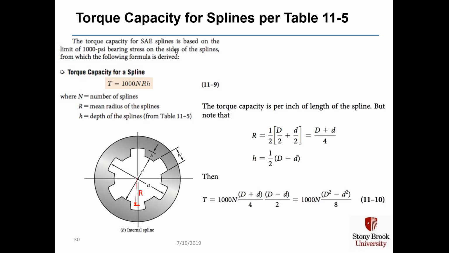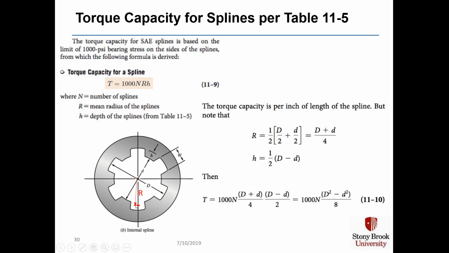The torque capacity for splines per table 11-5 is based on the limit of 1,000 psi bearing stress on the sides of the splines. So here's the sides of the splines, from which the following formula is derived. The torque is 1,000 times capital N times R times H. N is the number of splines. This picture has 6. R is the mean radius. That's from the center to this midpoint here.